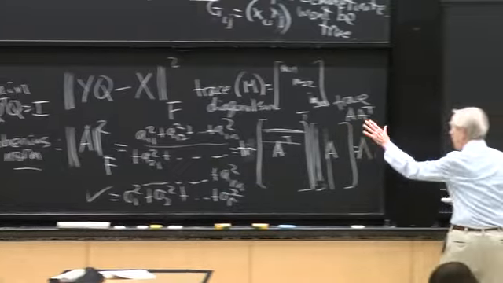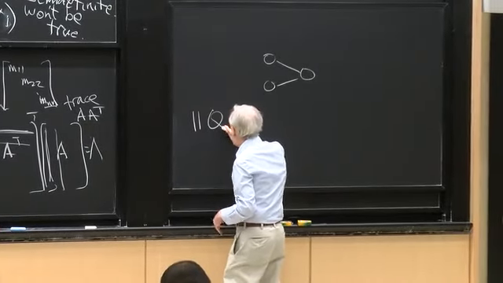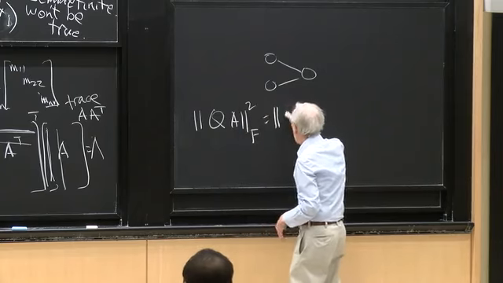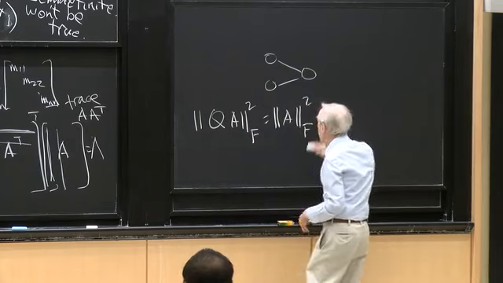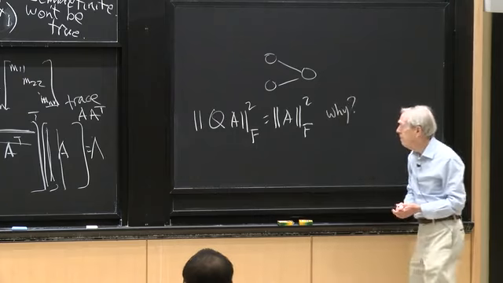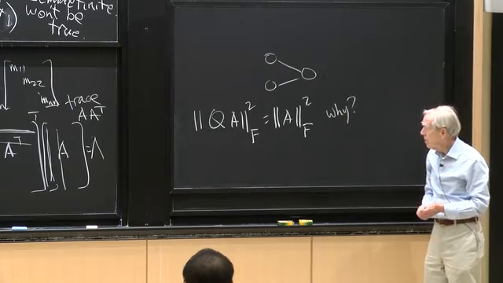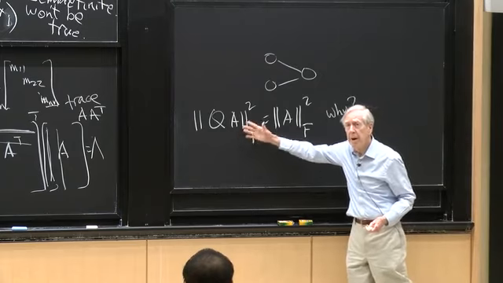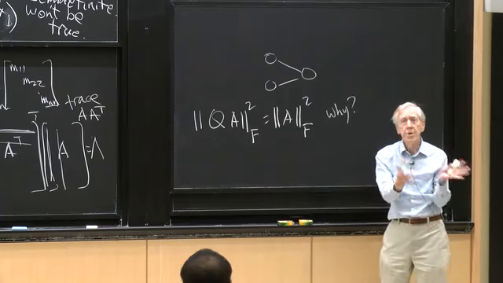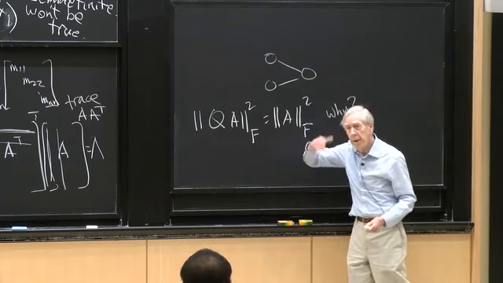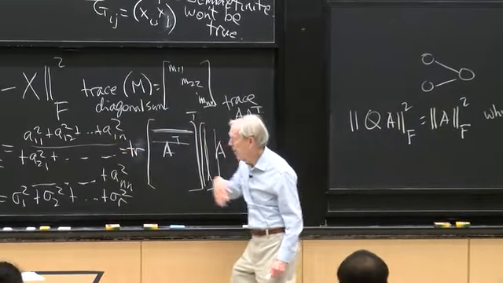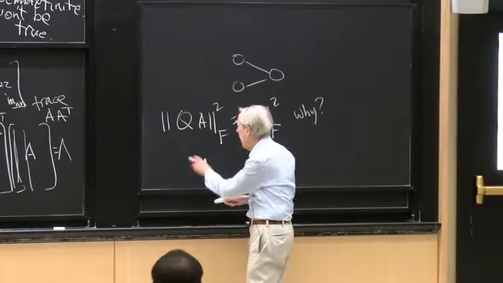To solve this problem, we're going to need various facts, like the Frobenius norm of QA is the same as the Frobenius norm of A. Why is that? Here I'm multiplying every column by the matrix Q. What happens to the length of the column when I multiply it by Q? Doesn't change. So I could add up the lengths of the columns all squared. Here I wrote it in terms of rows, but I could have reordered that and got it in terms of columns.